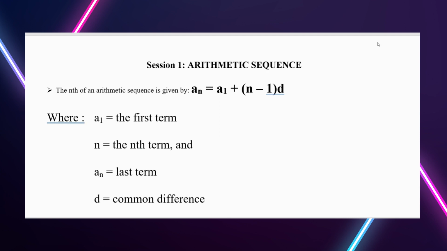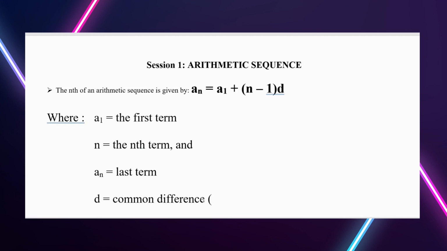Kung pag-uusapan ang arithmetic sequence, meron tayong formula na susundin upang makatulong mapabilis ang pagkuha ng nawawalang value. At ang formula na ito ay ang a sub n is equal to a sub 1 plus the quantity of n minus 1 times d, na kung saan ang a sub 1, ito ang first term of the sequence, ang n is the nth term of the sequence, a sub n is the last term of the sequence, and d is the common difference.